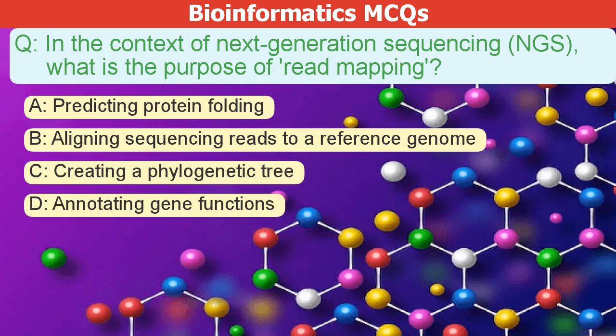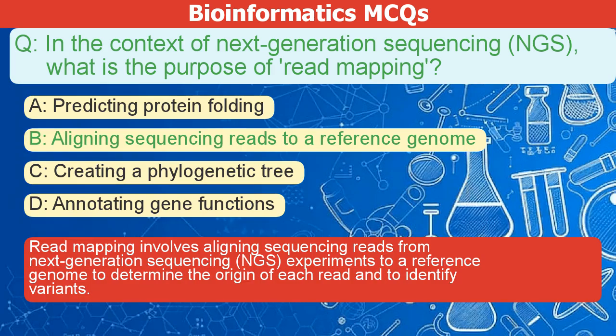In the context of next-generation sequencing, NGS, what is the purpose of read mapping? A. Predicting protein folding. B. Aligning sequencing reads to a reference genome. C. Creating a phylogenetic tree. D. Annotating gene functions. The correct answer is B. Read mapping involves aligning sequencing reads from next-generation sequencing, NGS, experiments to a reference genome to determine the origin of each read and to identify variants.